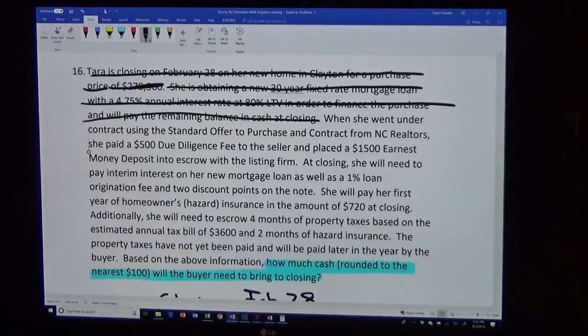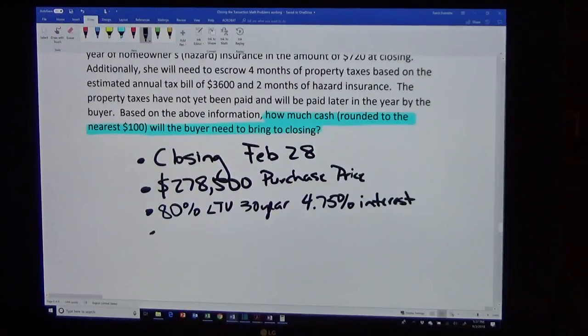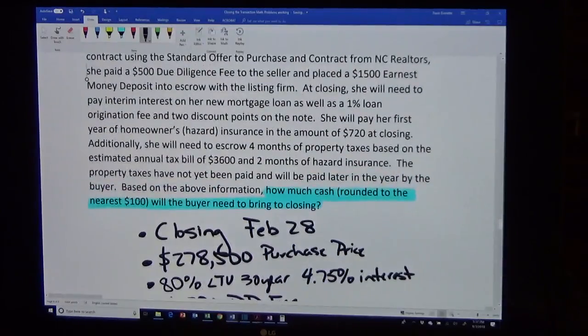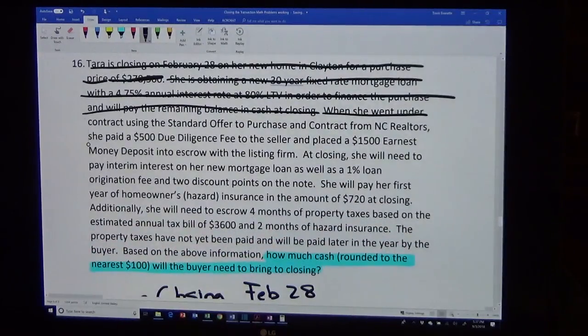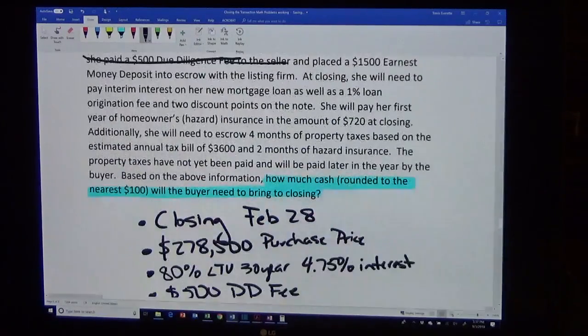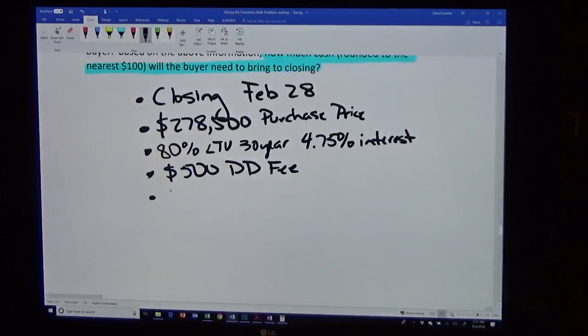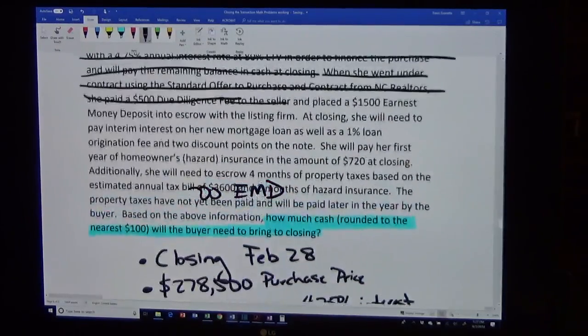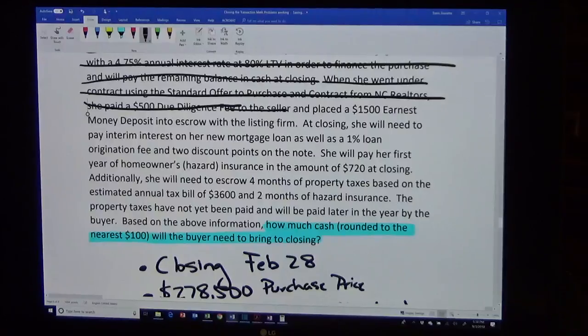When she went under contract using the standard offer to purchase and contract from NC Realtors, she paid a $500 due diligence fee. Well, there's our next bullet point. $500 DD fee. Okay. To the seller, which we know, and placed the $1,500 earnest money deposit into escrow at the listing firm. So there's our next bullet point. We got a $1,500 EMD, earnest money deposit. Okay? Alright, so we can mark that out.